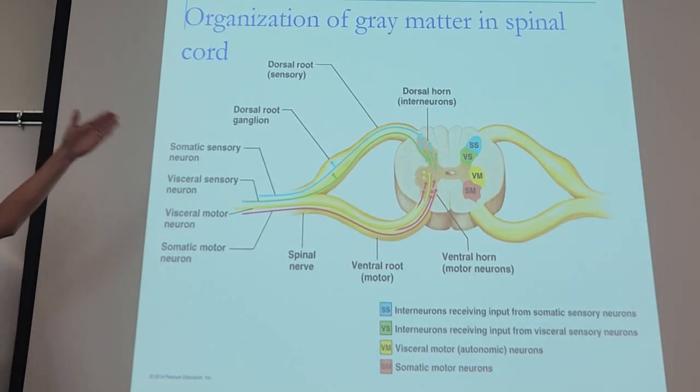Okay, I like this picture because it really gives you a nice colored visual of what you find where.